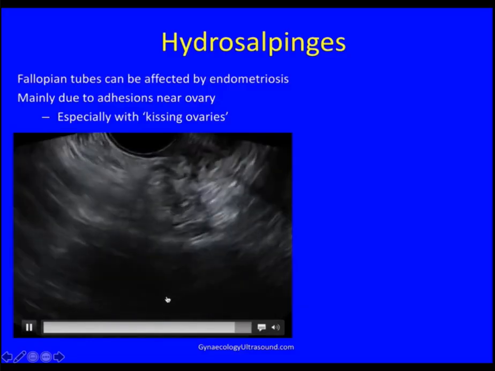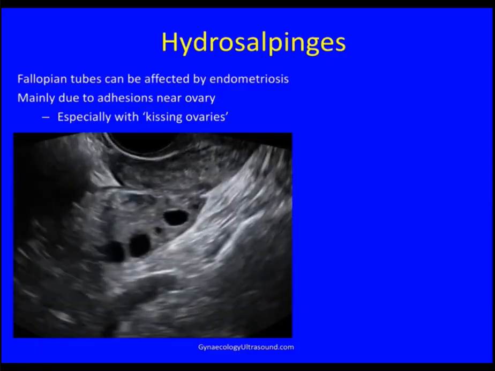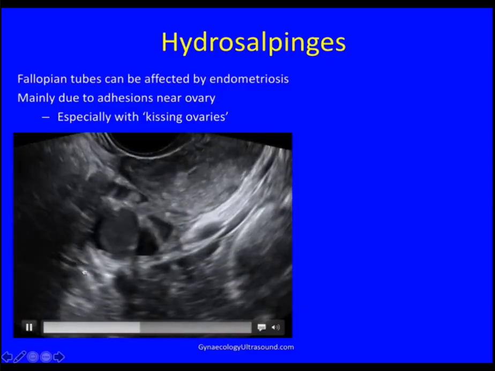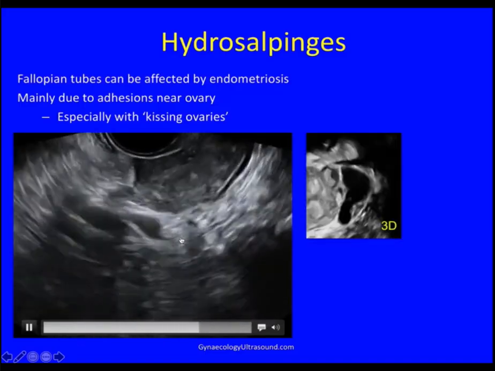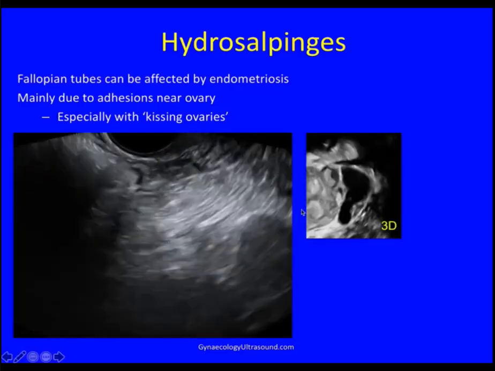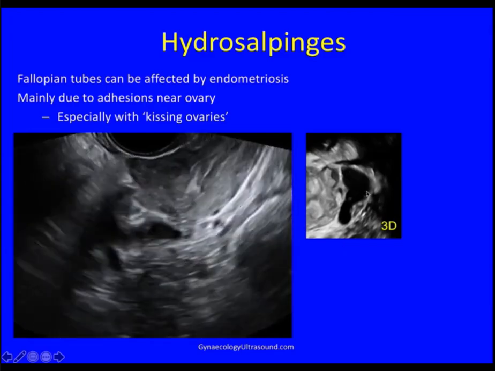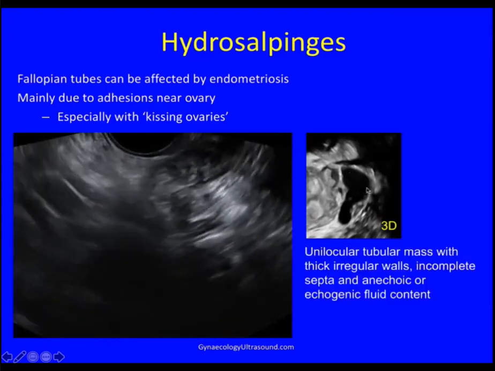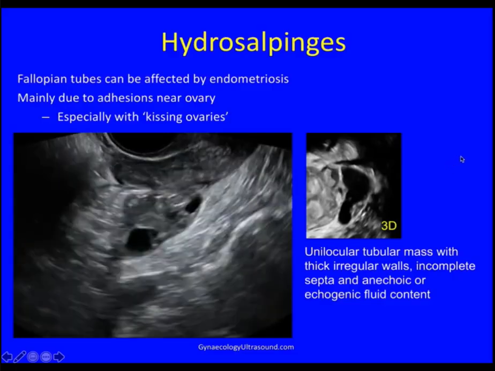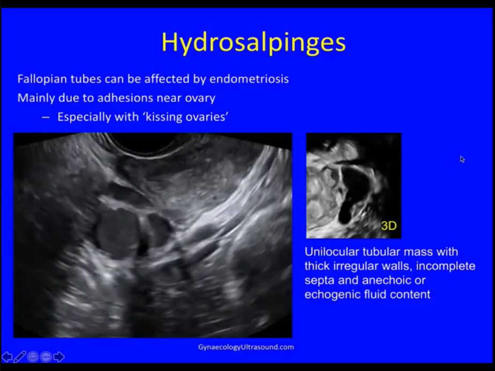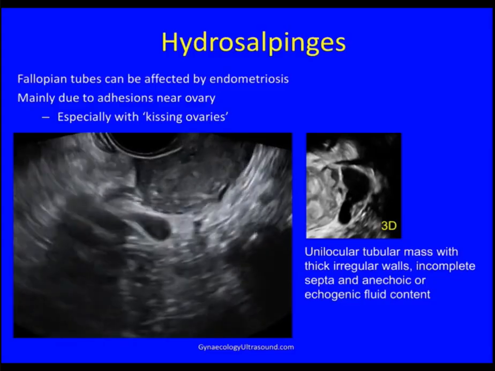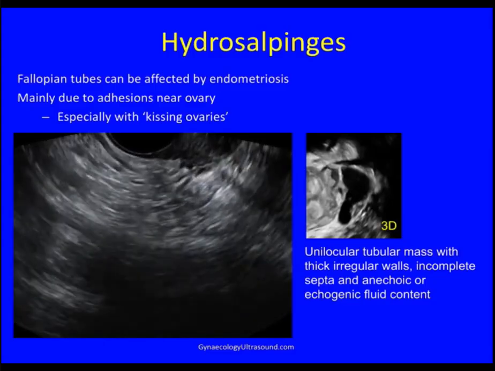So I'll just show that again. We've got the ovary coming in here. This is the hydrosalpinx. And so the hydrosalpinx on 3D, if you're ever not sure, put 3D on and have a look. See the typical retort shape of fluid in the fallopian tube. And it's a unilocular tubular mass with thick irregular walls, incomplete septa, and some either anechoic or echogenic fluid content.